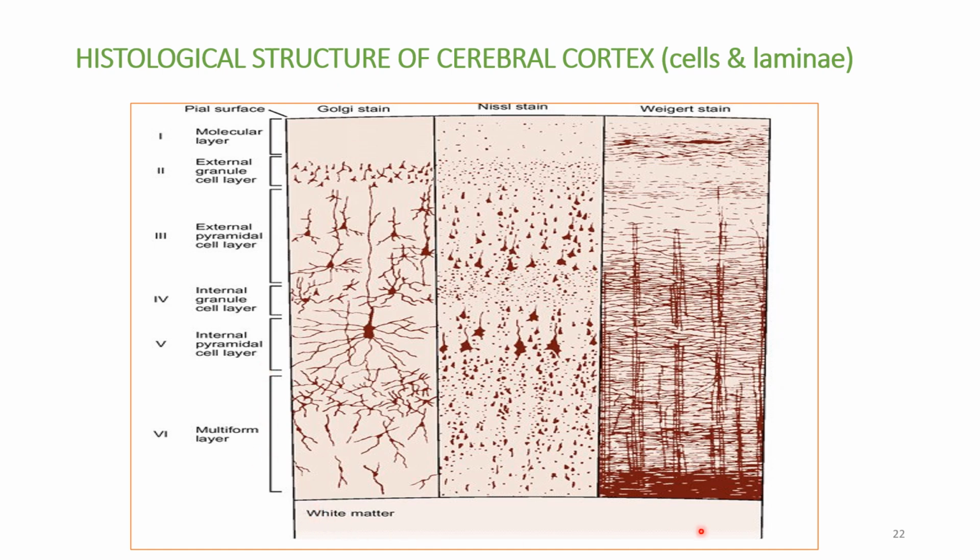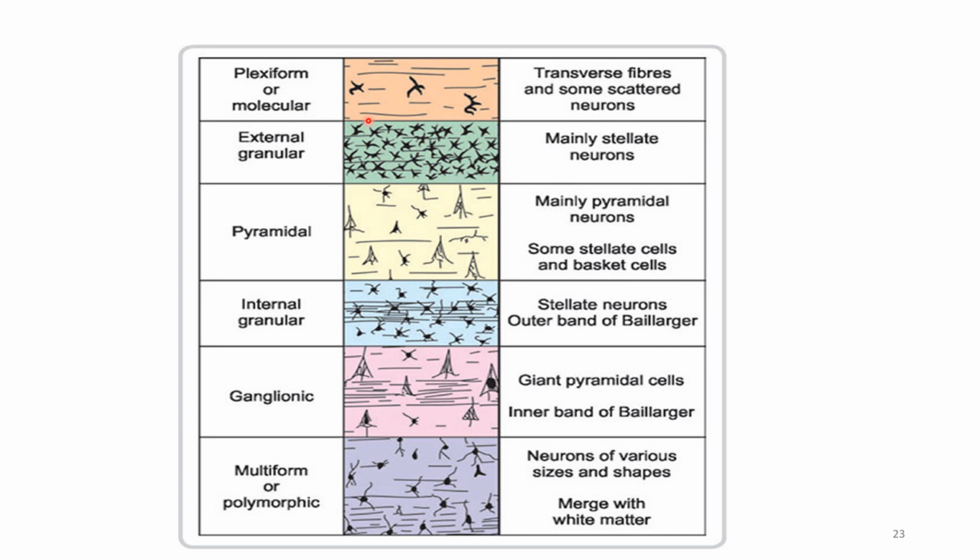Then comes white matter. So in the gray matter, we have 6 layers in the cerebral cortex, in 90%, except in the allocortex, the old cortex, which is 10%. Then you have some cells in each layer.